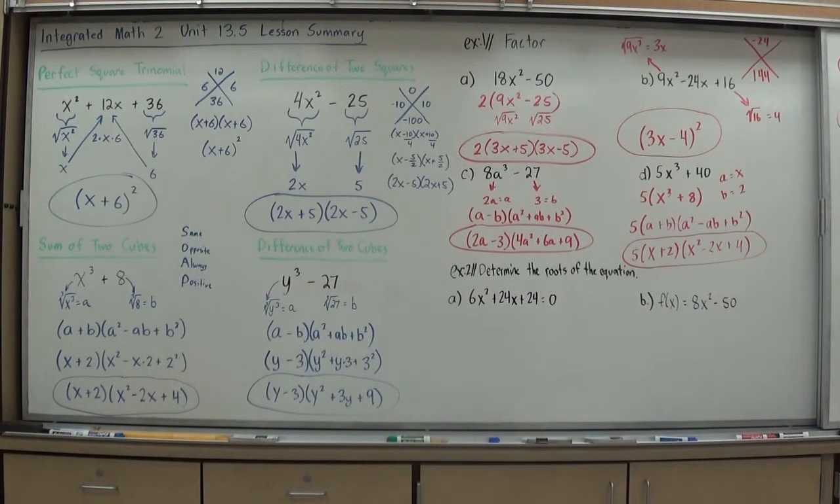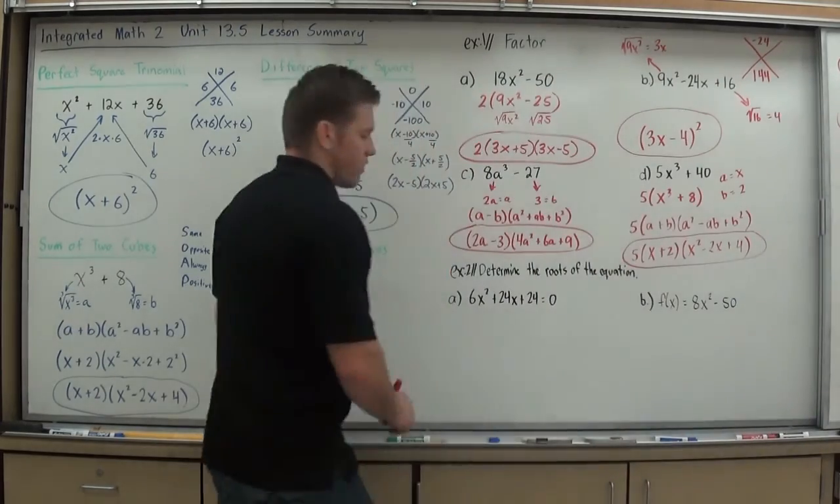Now, with that said, we can go back to what we did in the previous lesson, lesson 13.4, which was solving equations like this and finding roots of functions like this by setting it equal to 0 and factoring. Just now, our factoring can involve these new methods. So, let's take a look at the first problem. This one's already set equal to 0.